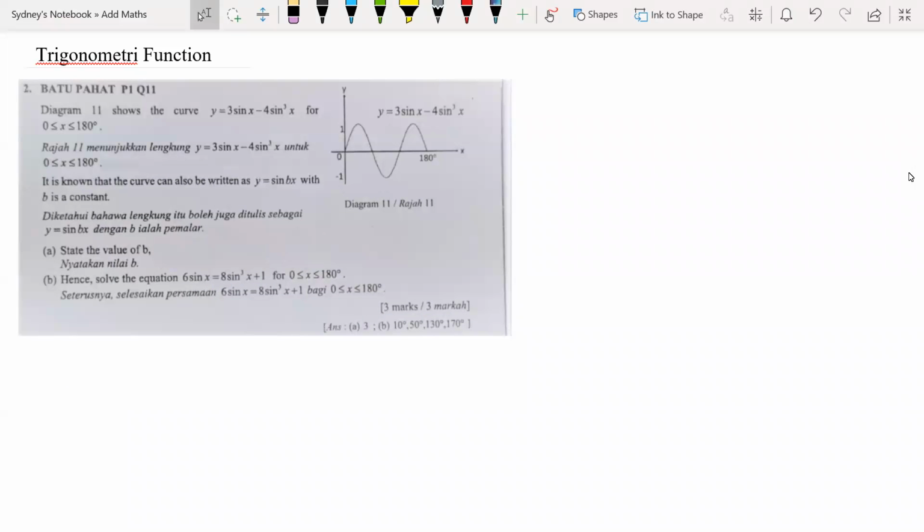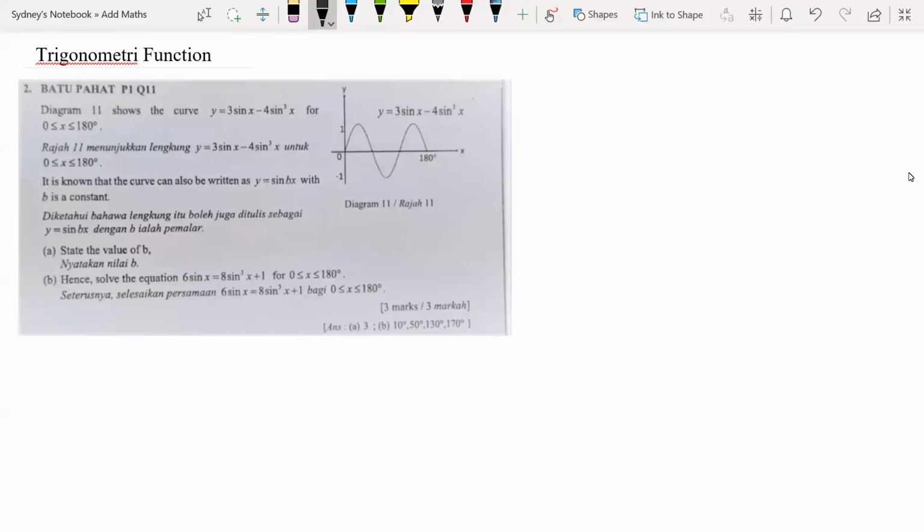Now, this trigonometry function requires us to understand the transformation of graph. If you do not know what it means by transformation of trigonometry function graph, please click the link in the description box and watch the video clip on the transformation of trigonometry function graph. Now, let's look at this question.